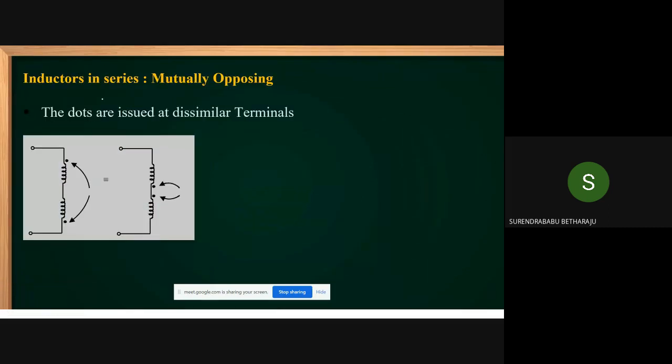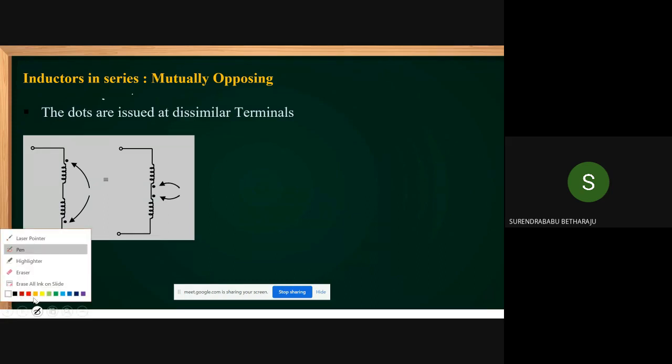Next, inductors in series but mutually opposing. What do you mean by mutually opposing? The dots are placed at dissimilar terminals. See this one, friends. For this coil, the dot is placed at the starting terminal, but this is for the ending terminal. For this coil, the dot is placed at the ending terminal. For this coil, this is the ending. For this coil, this is the starting. That's why it is similar or dissimilar terminals, students. Similar or dissimilar? It is dissimilar terminals.